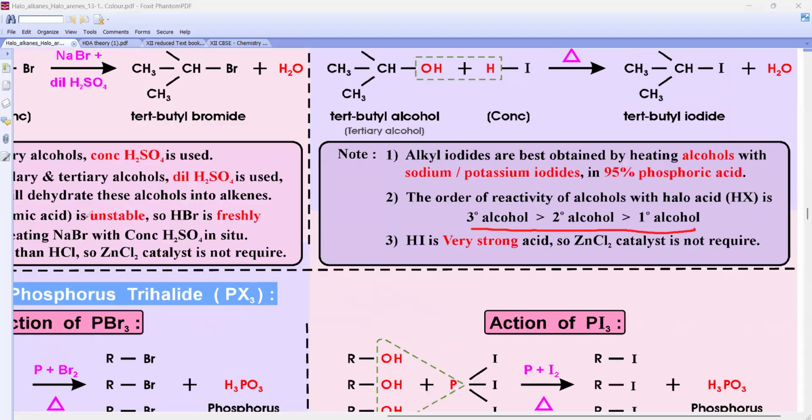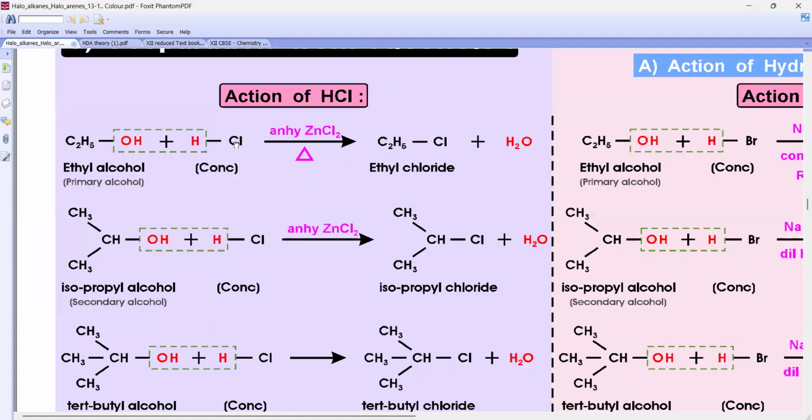If I want to prepare alkyl chloride, I use HCl. But if I want alkyl bromide, what should I use instead of HCl? HBr. But the problem is that I cannot prepare HBr and store it in the lab. Why? It breaks down because the bond length is big. Even HI also, I cannot store in the lab and keep it for a longer period of time.